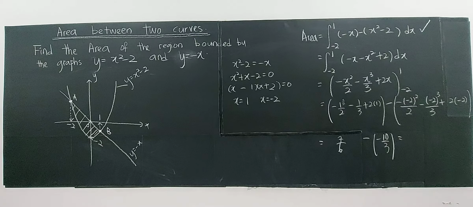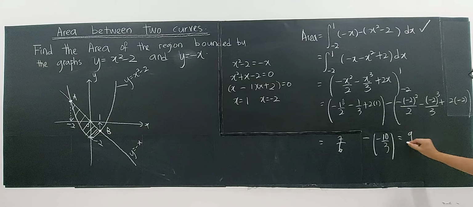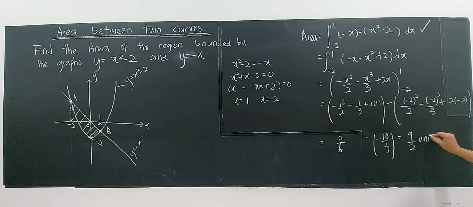So let's sum up these two: 7 over 6 add up with 10 over 3. So we get 9 over 2 units squared, right? 9 over 2 units squared.